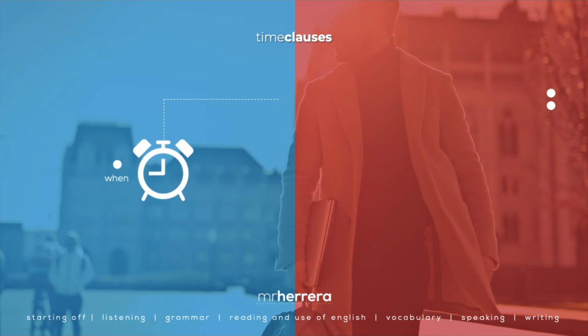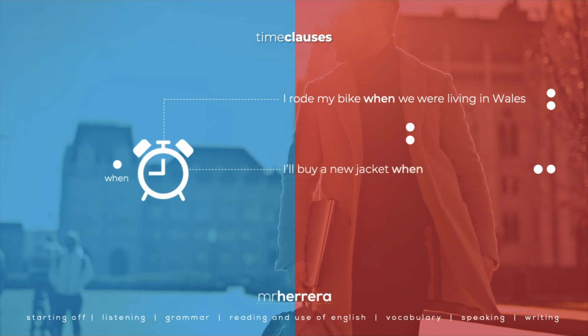The first one is to show one action happening at the same time as another. For example, I rode my bike when we were living in Wales. The second use: we use when to show one action happening immediately after another, and often as a result of it. For example, I'll buy a new jacket when I get some money.